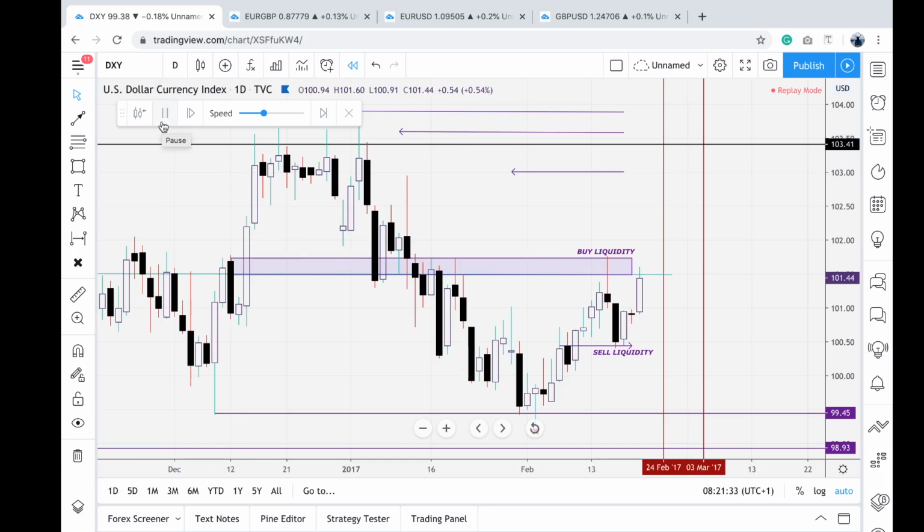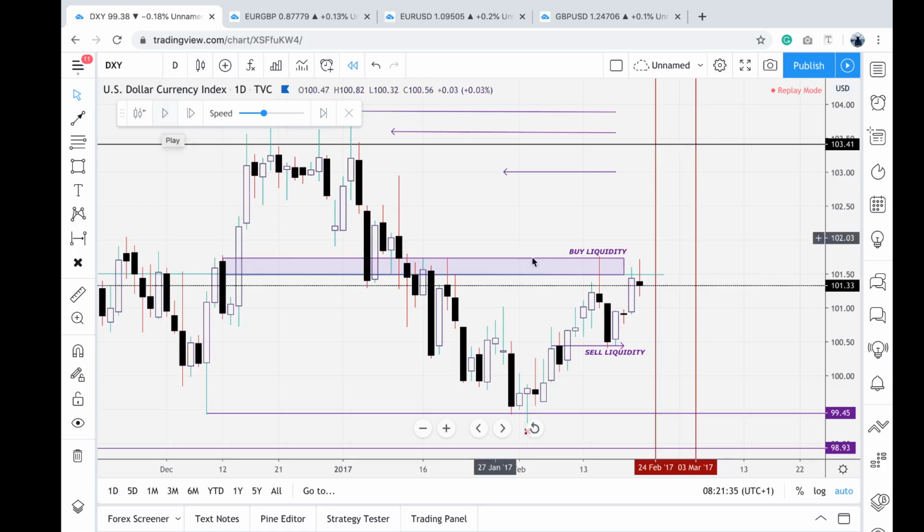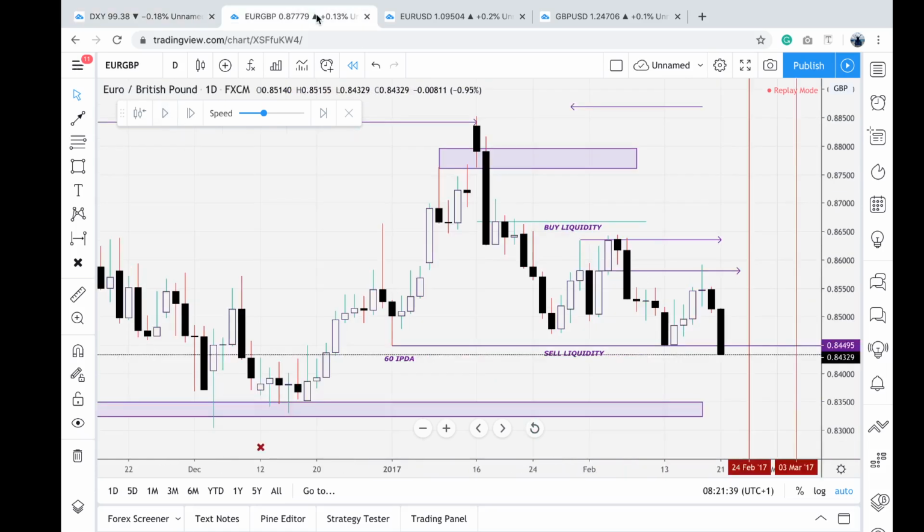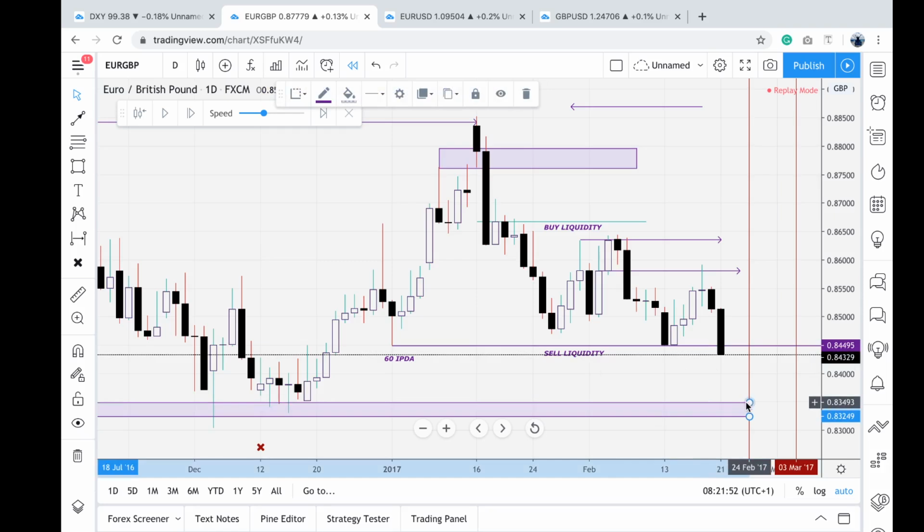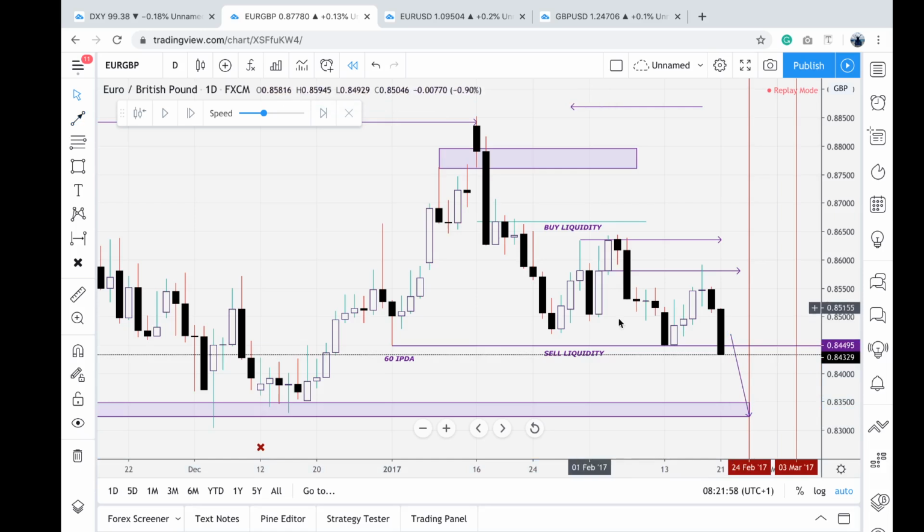So DXY, let's see what DXY actually does. DXY reaches this level. Okay, euro pound, let's see what euro pound does. So we've taken out the sell side liquidity. Obviously, we're in a very bearish market zone, so the next sell liquidity would be this level. That would be the next sell side liquidity, so potentially price reaches this level.